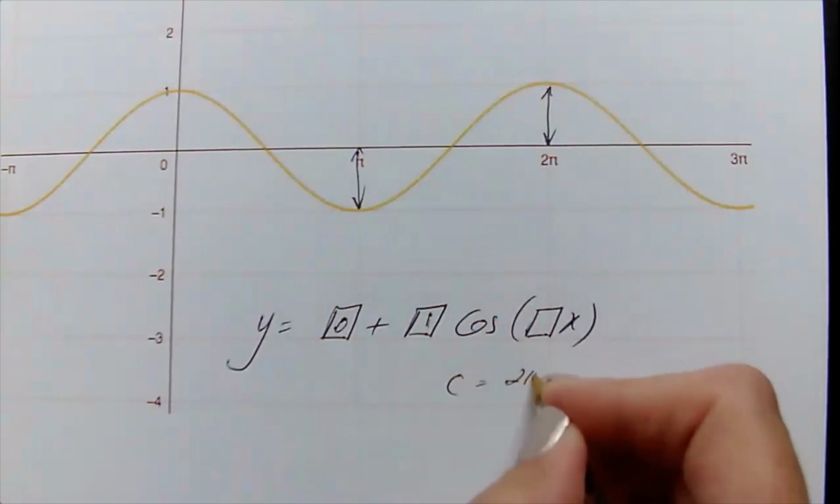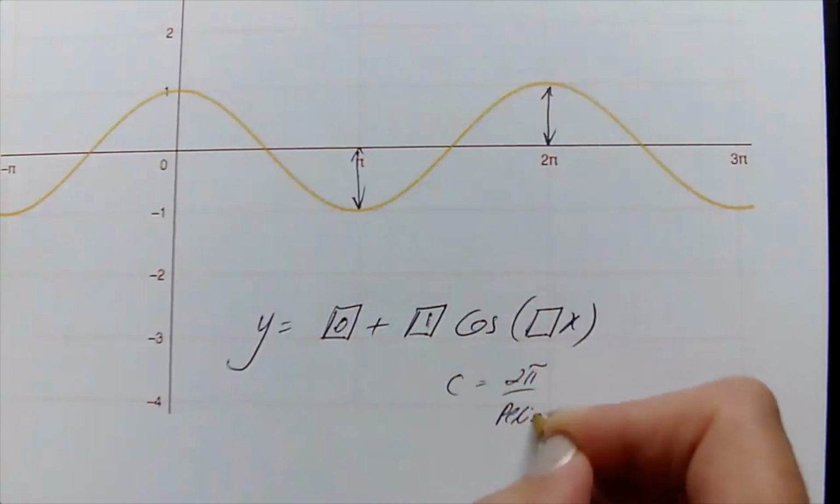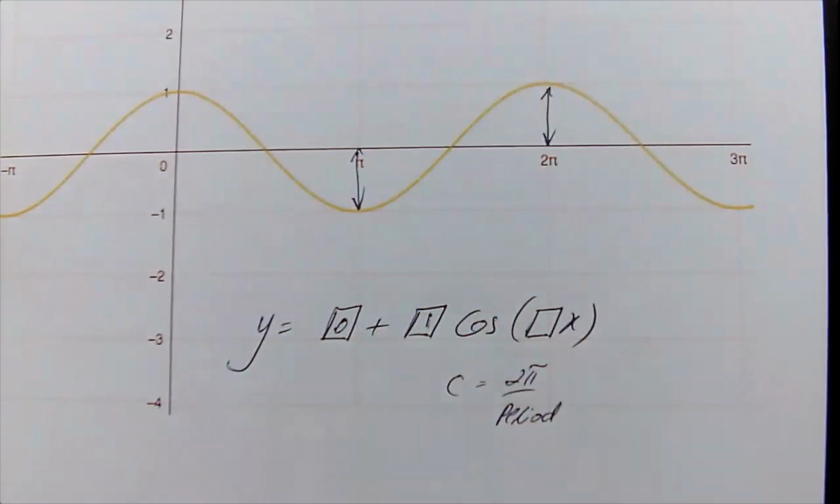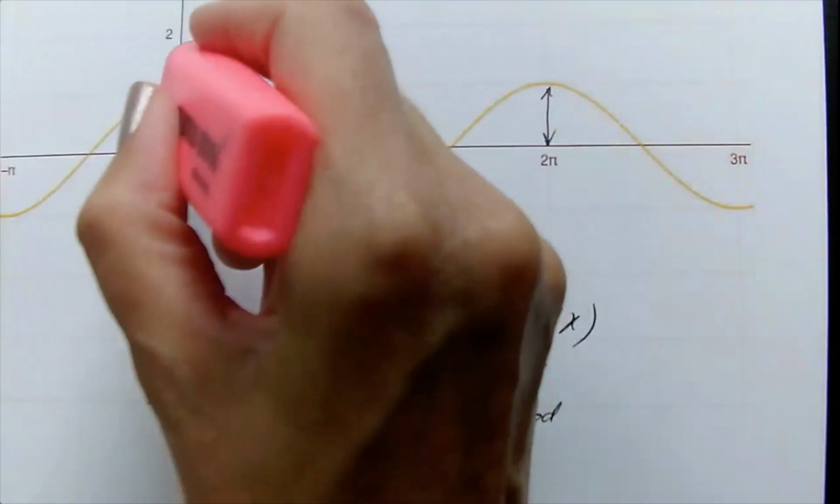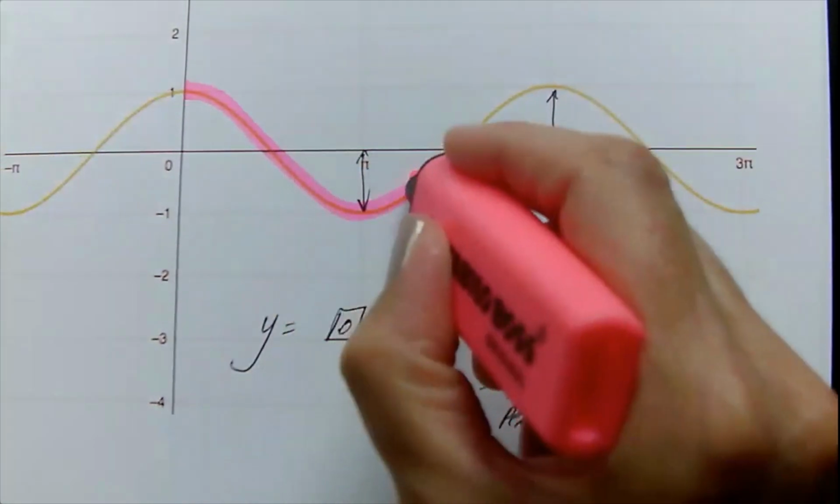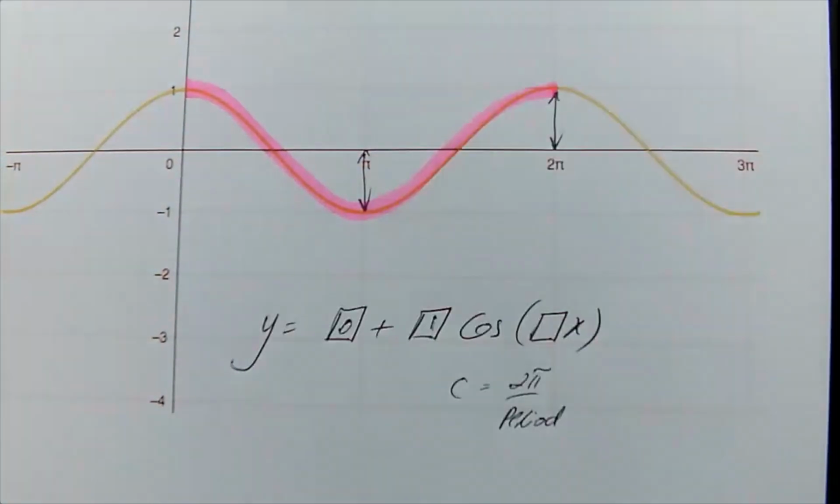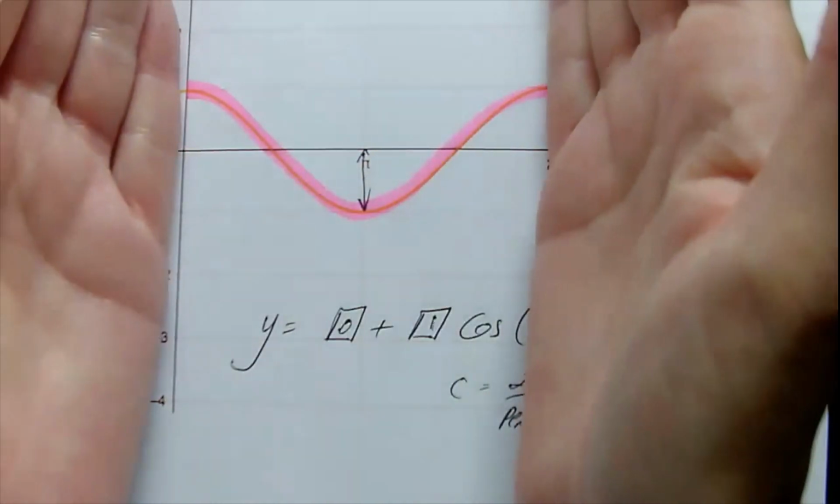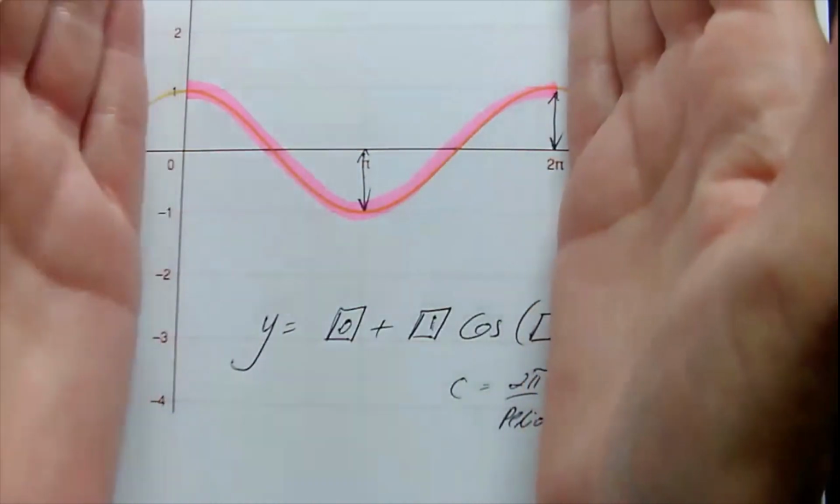So c is equal to 2 pi divided by the period. I know the cos curve is a U shape. So there's my U shape. That's the shape that gets repeated. And the shortest distance on the x-axis with which that is the shape that repeats is, of course, between 0 and 2 pi. So 2 pi is that distance.